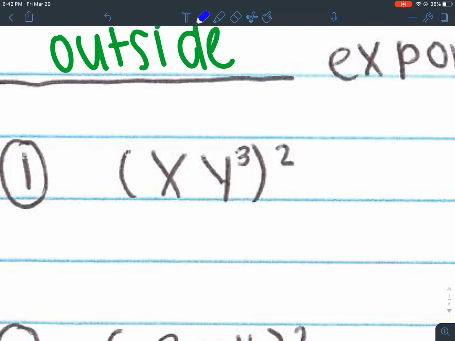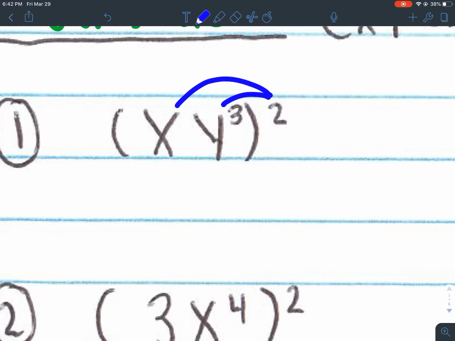Now inside my parentheses I have 2 things. I have an x and a y. So you need to make sure that when you distribute that 2, you distribute it to everything inside. Since I have 2 things, I distribute it to both. The exponent on my x is technically a 1, so 1 times 2 is 2, so I have x squared. And then I have y cubed to the 2nd power, which is going to multiply and give me y to the 6th.